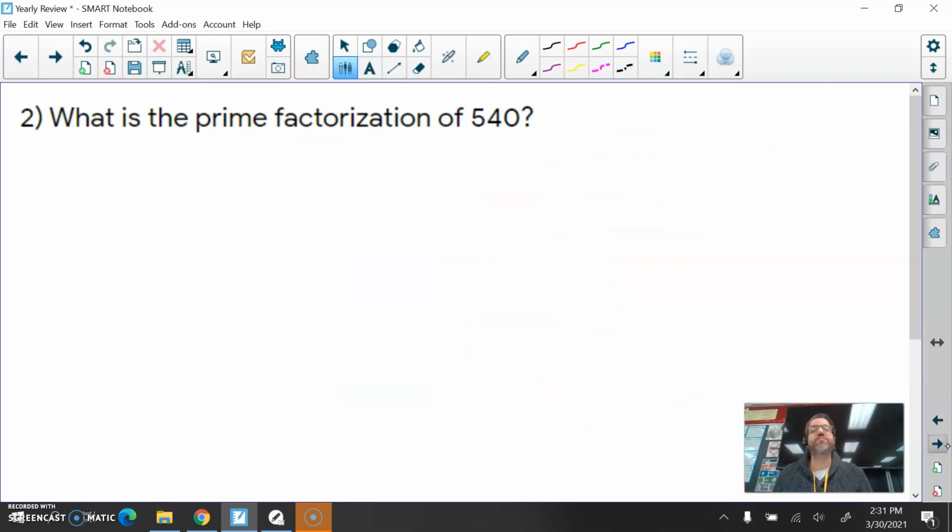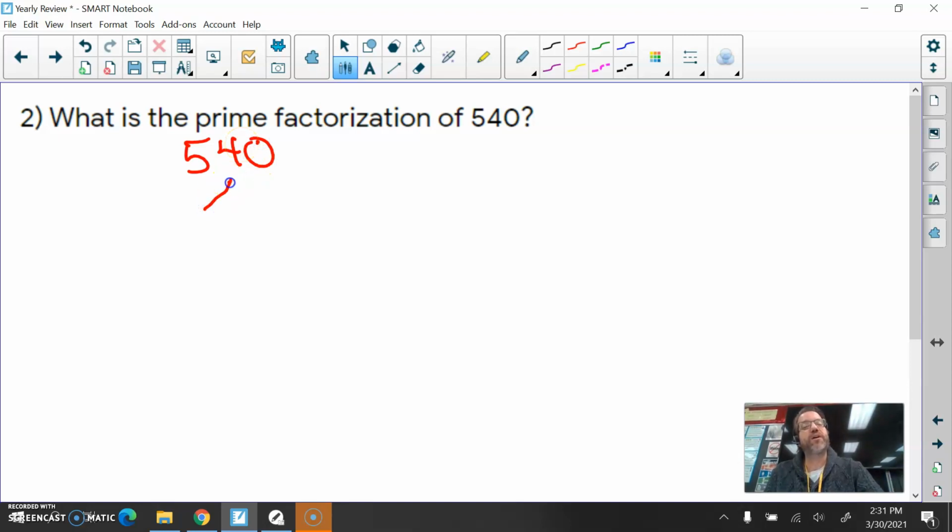Number 2. What is the prime factorization of 540? This is where we can use those factor trees to help us split this apart until all I have are prime numbers for its factors that multiplied together would equal 540.